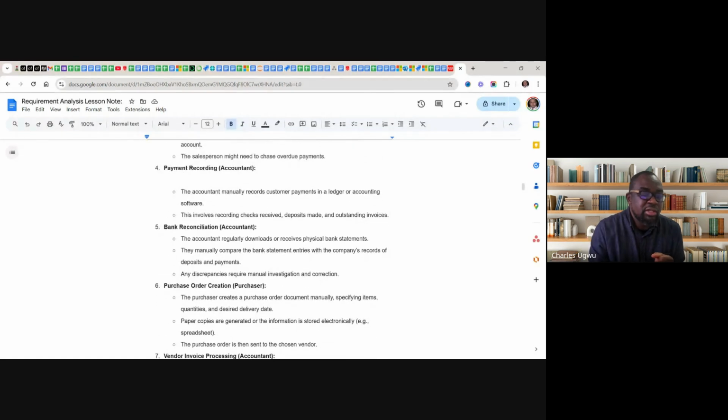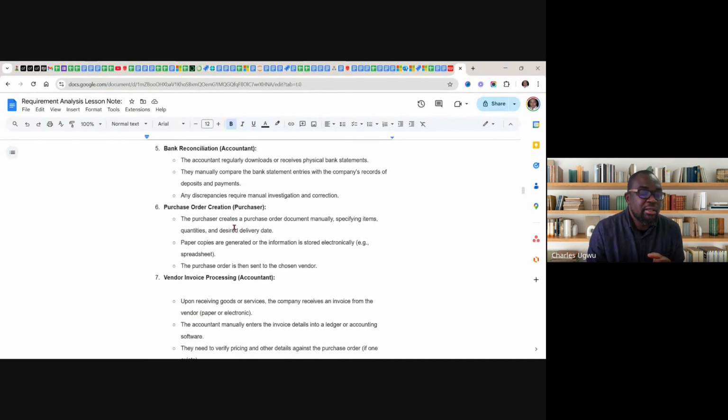Then bank reconciliation, still the accountant. The accountant regularly downloads and receives physical bank statements. They manually compare the bank statement entries with the company record of deposits and payments. Any discrepancies require manual investigation and correction.